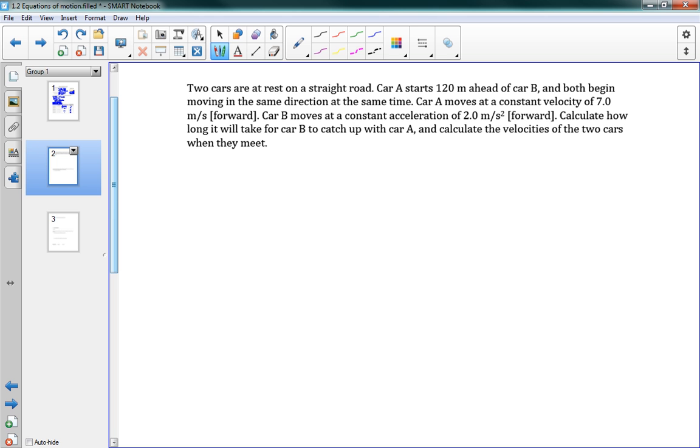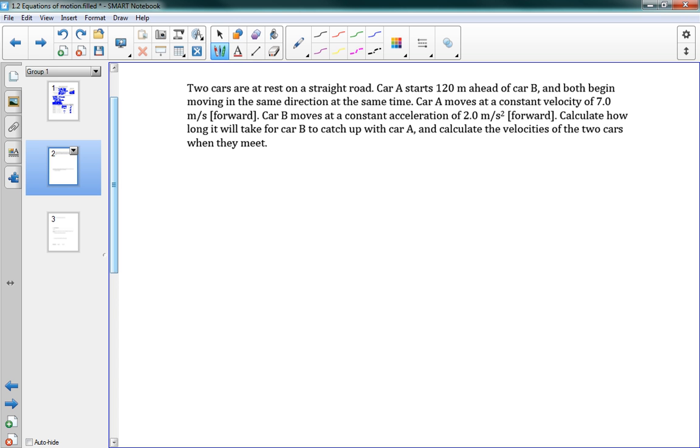The first one says, 2 cars are at rest on a straight road. Car A starts 120 meters ahead of car B, and both begin moving in the same direction at the same time. Car A moves at a constant velocity of 7 meters per second forward. Car B moves at a constant acceleration of 2 meters per second squared forward. So car A is moving at a constant speed and car B is accelerating. Calculate how long it will take for car B to catch up with car A, and calculate the 2 velocities of the 2 cars when they meet.